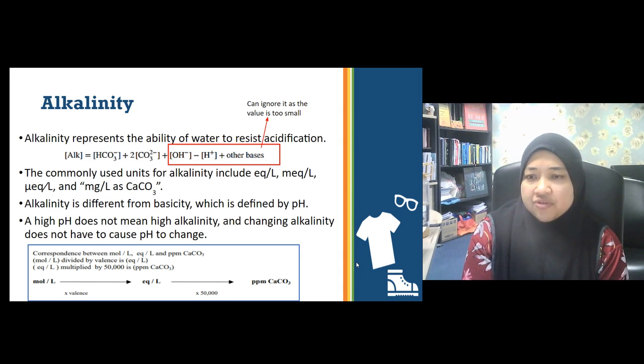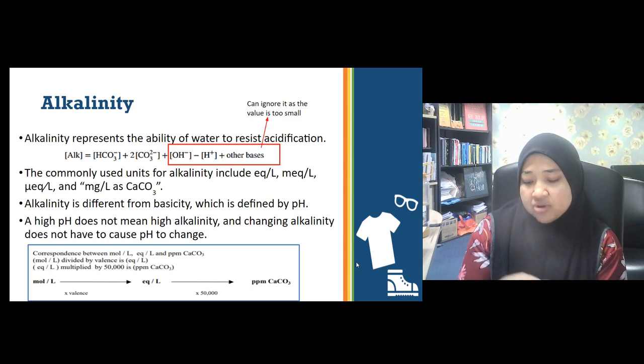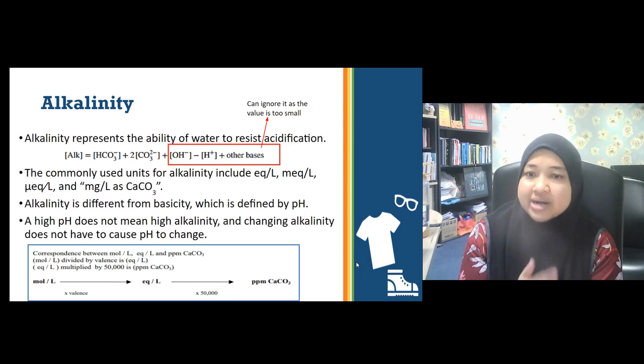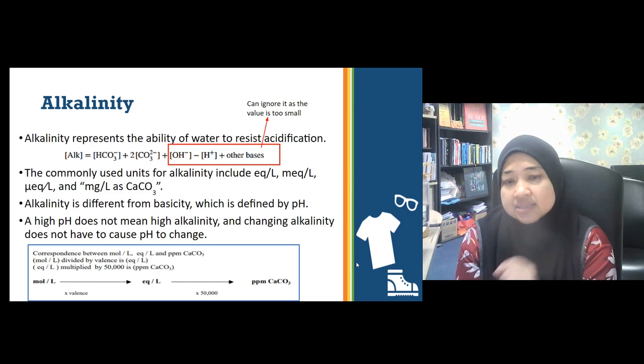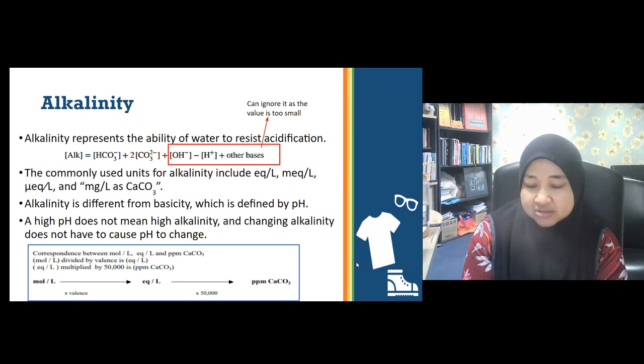Next, we proceed to alkalinity. This is another term, and these topics are really interrelated. When we are talking about the carbonate or carbon cycle or acid-base in the aquatic environment, alkalinity is part of it. We cannot ignore it. So what is alkalinity? Alkalinity represents the ability of water to resist acidification.